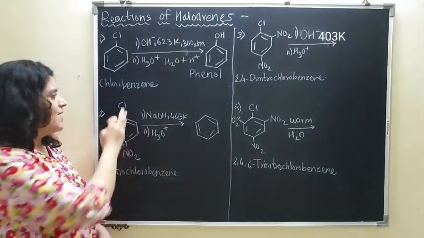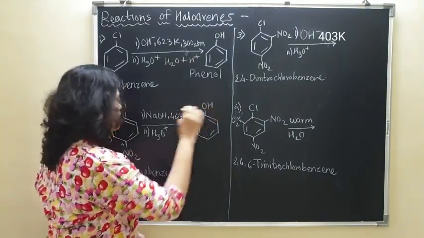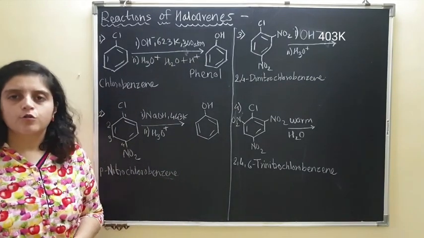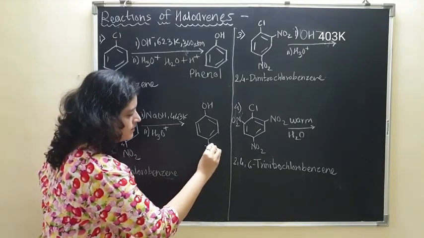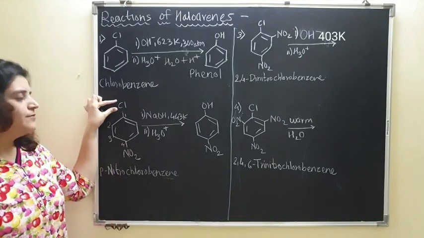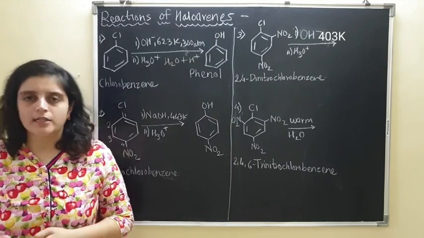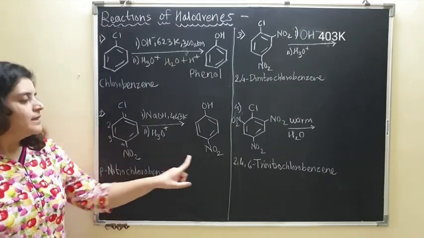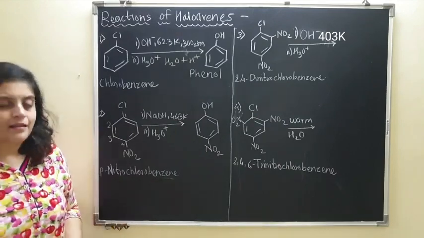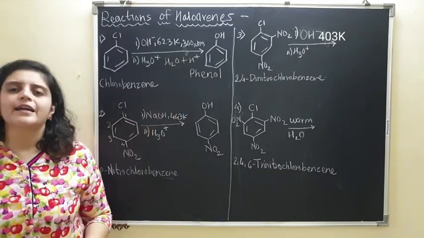So we have to do only one thing: remove the Cl and put OH. But we also have the NO2 group at the para position. We have copied the entire structure as it is. We have just removed Cl and instead of Cl we have put the OH group, the hydroxyl group. Now, the structure that we started with was para nitrochlorobenzene. If we start with chlorobenzene we get phenol.